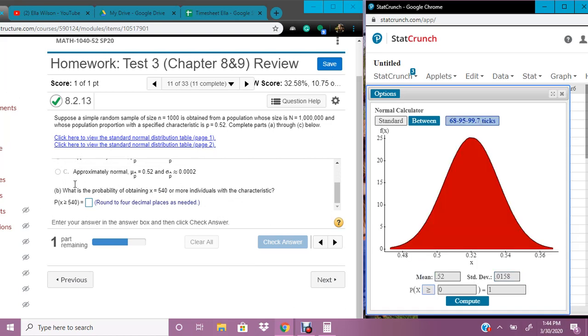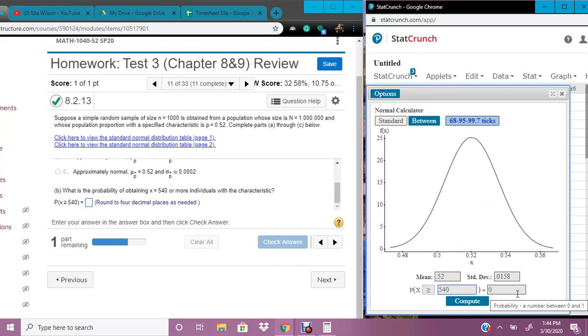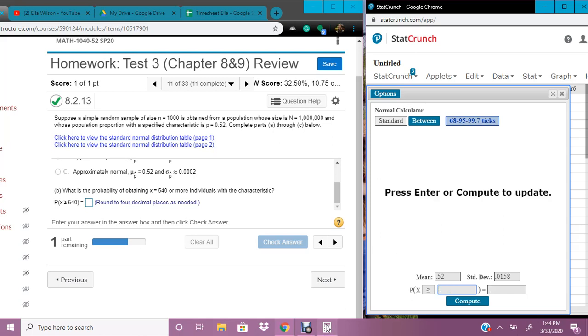So we got to remember that we're using a proportion mean, and so that means that we have to put this into a proportion, because if I put exactly what that says right there, it's going to give me 0, which we know isn't it, and that's because if you're trying to find 540 to be your mean when your mean is 0.52, that doesn't really make sense. And so you have to do it as a proportion.